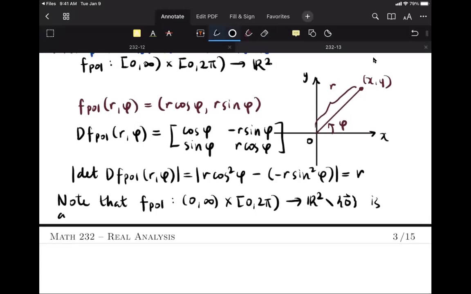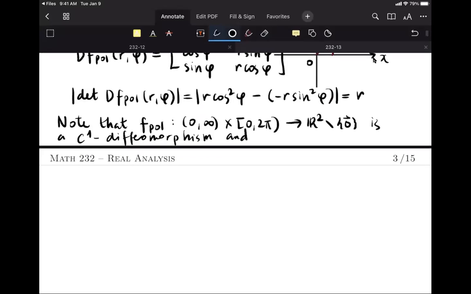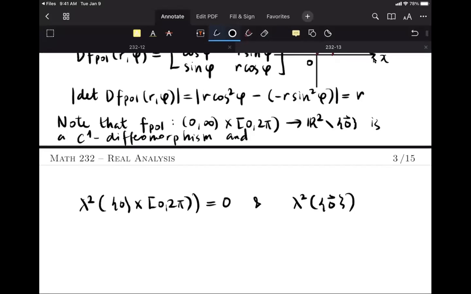this one is a C1 diffeomorphism. And the good thing here is that the set we have removed in the Cartesian product, so that is the radius 0 at any angle, has Lebesgue measure 0, and in the codomain, this is a finite set, so the two-dimensional Lebesgue measure is also 0.